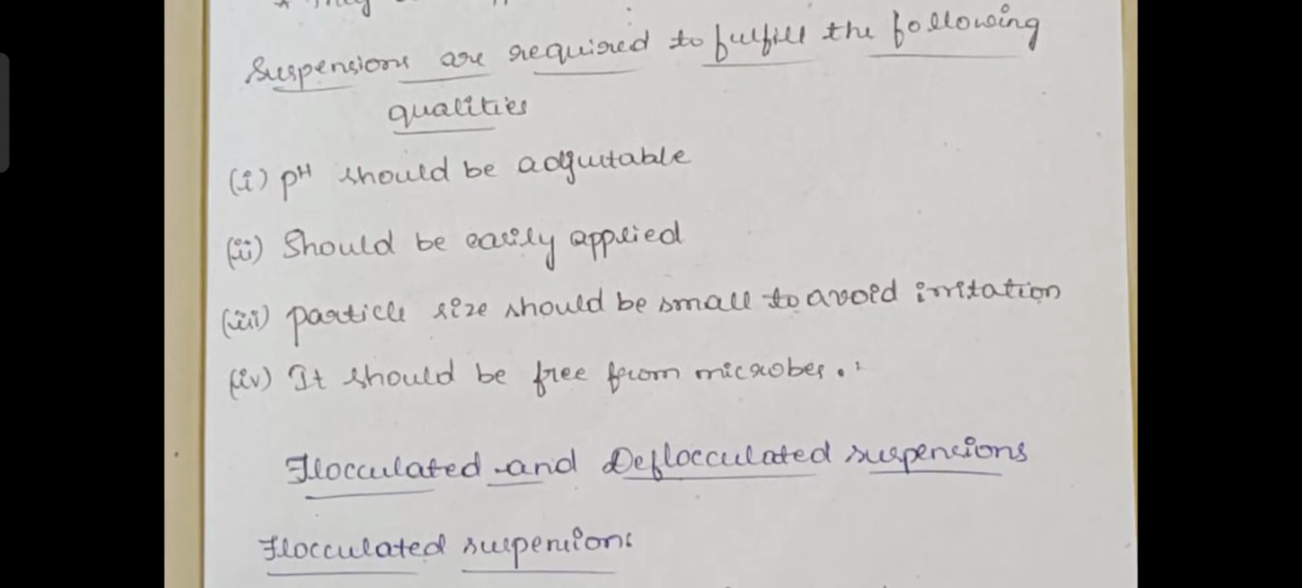Suspensions are required to fulfill the following qualities: pH should be adjustable, and it should be easily applied. See, if frictional force is acting, it cannot be easily applied. So there should not be any grittiness, so that it can be easily applied. Particle size should be small to avoid irritation. It should be free from microorganisms. It should be sterile in nature.